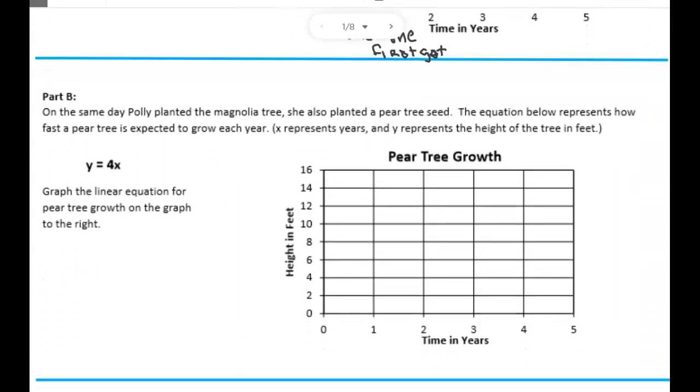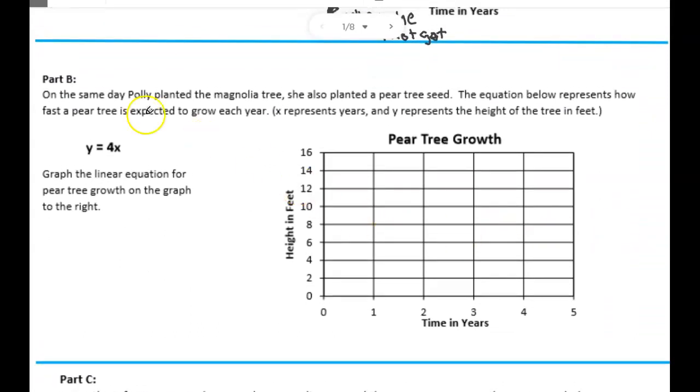It says on the same day Polly planted the magnolia tree, she also planted a pear tree seed. Okay, cool. So that's important, a seed. All right. The equation below represents how fast a pear tree is expected to grow each year. X represents the years, and Y represents the height of the tree in feet. Interesting. Notice what they didn't give me. I didn't get no table of values. All right. Anyway, 0, 0. So let's go over and let me erase that. So no table of values.